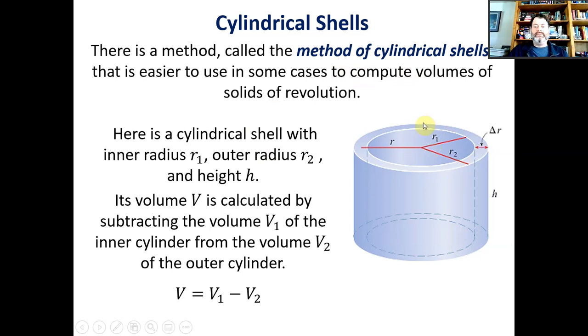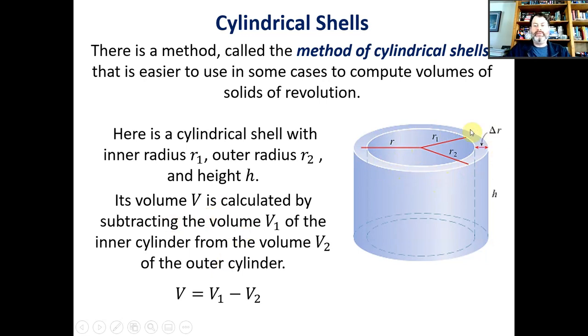So the idea here, and you can see from the picture how this works, is that there's an inner radius, we call it R1. Then there's an outer radius R2. And the height here is H. So the volume of a shell is the outer cylinder minus the inner cylinder. We saw earlier in chapter 5 that the volume of a cylinder is pi r squared h. So what we're going to do then is just derive a formula for the volume of a shell, and that's on the next slide.